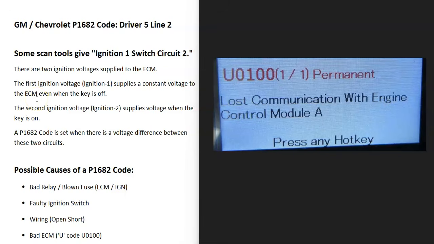Usually when there's some kind of issue with the engine control module, you're going to get other codes like U codes, like U0100 or something like that. Not all the time. It could be that just that one specific circuit has failed. But usually if there is a problem with the engine control module, you're going to get other codes. So if you are getting other codes, be sure to pay attention to that.